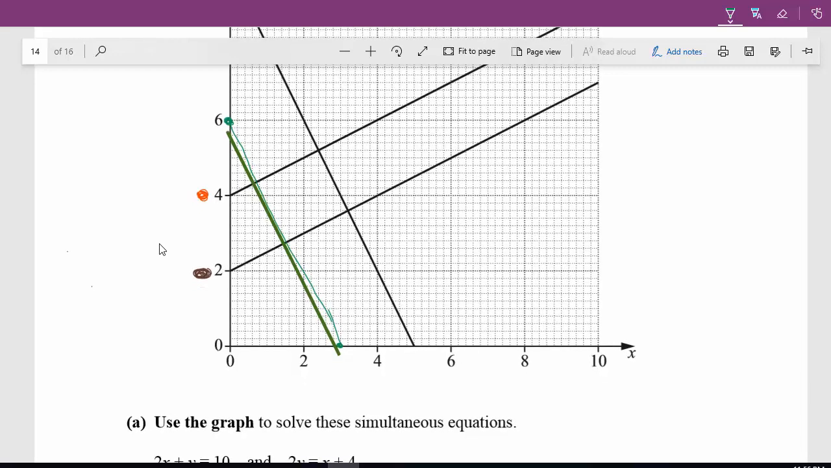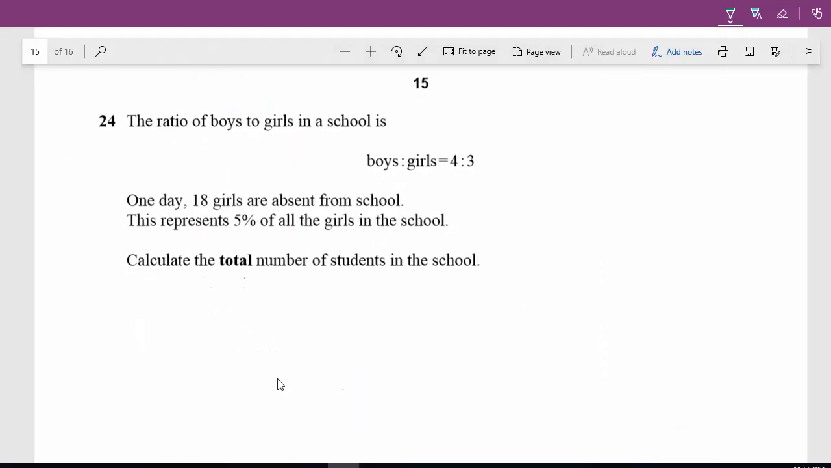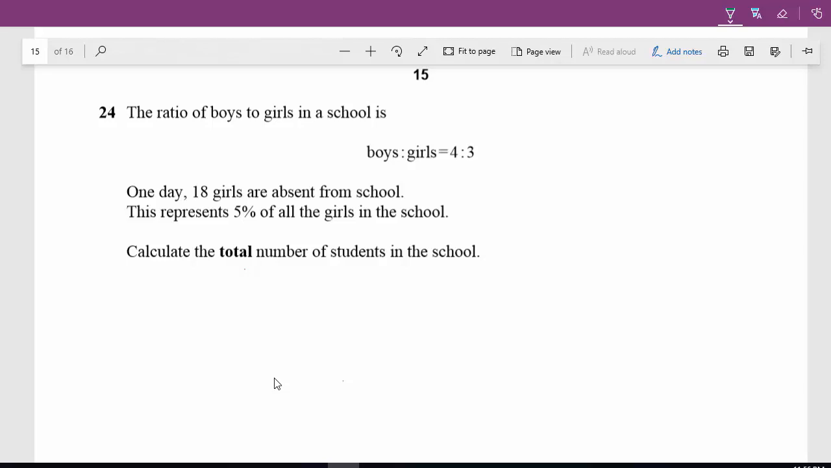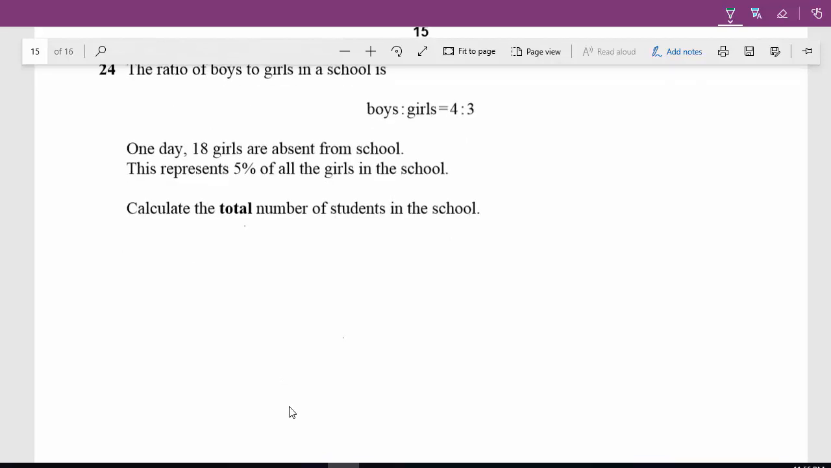Look, you will get the graph. The ratio of boys to girls in a school is 4 to 3. One day, 18 girls were absent. This represents 5% of all the girls in the school. Calculate the total number of students in the school.